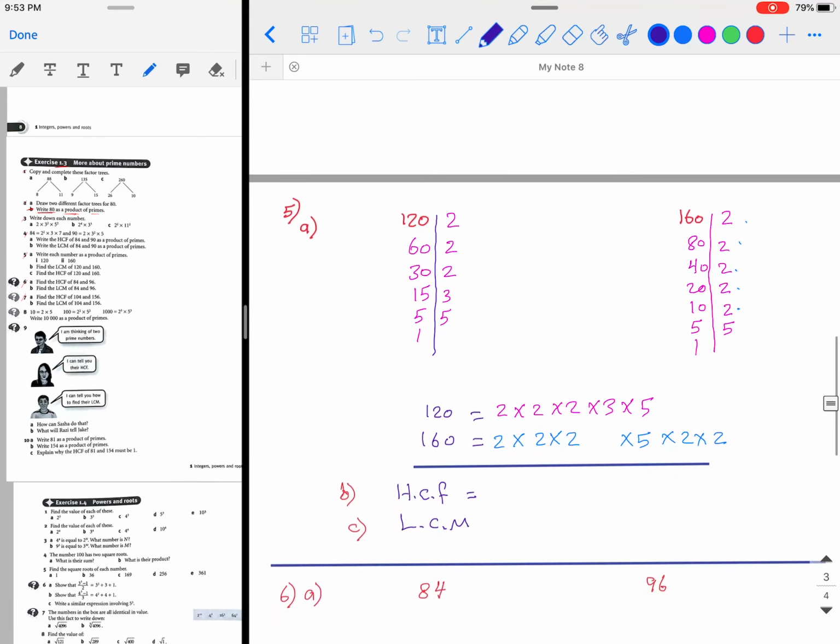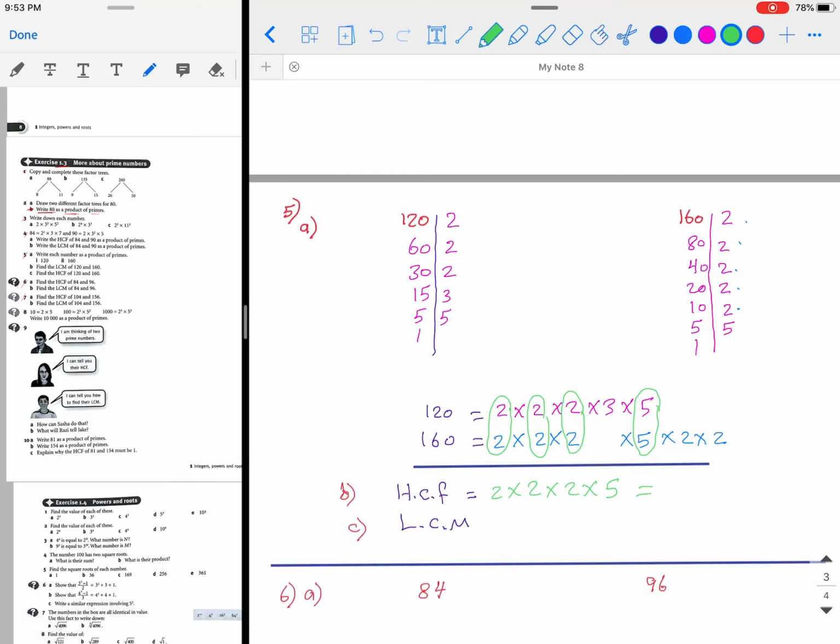So let's calculate the HCF. How to calculate HCF? Simply here 2, another 2, another 2, and 5.